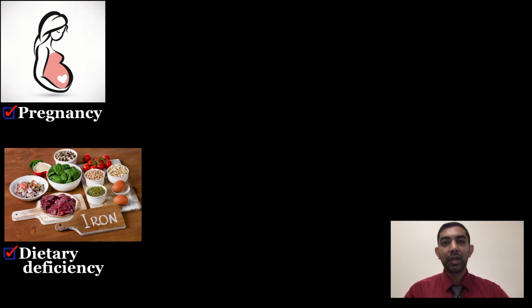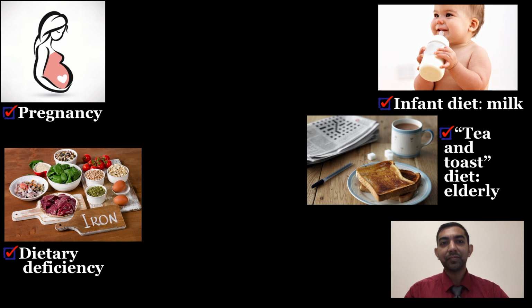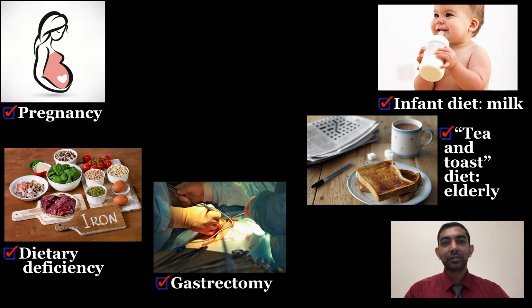Next reasons related to diet that lead to iron deficiency anemia include an infant's diet that is entirely based on cow's milk, or the elderly diet, which is the so-called tea and toast diet, leads to deficiency of iron. Gastrointestinal tract related causes include post-gastrectomy or malabsorptive diseases like inflammatory bowel disease of the duodenum, celiac disease, autoimmune atrophic gastritis, or H. pylori infection.